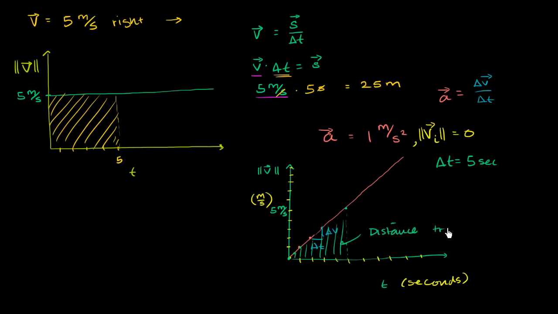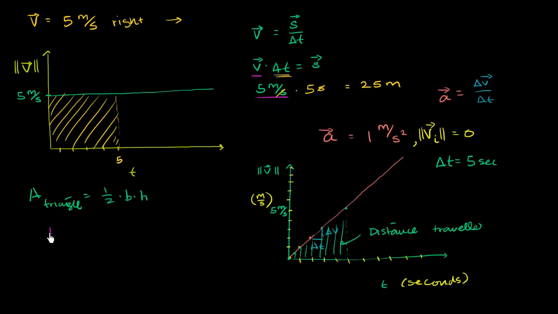Traveled. The distance traveled. And lucky for us, this is just going to be a triangle, and we know how to figure out the area for a triangle. So the area of a triangle is equal to 1/2 times base times height, which hopefully makes sense to you, because if you just multiply base times height, you get the area for the entire rectangle, and the triangle is exactly half of that.